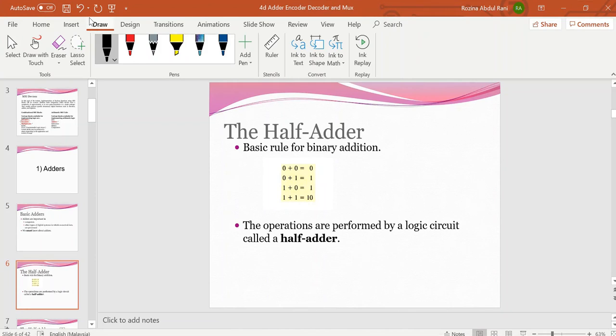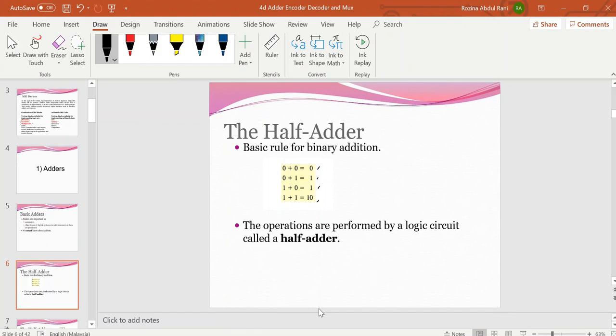Although adders can be constructed for many number representations, such as binary coded decimal, the most common adders operate on binary numbers. This list shows the basic rules for binary addition. You still remember in chapter 4a, we already learned about the addition of binary numbers.